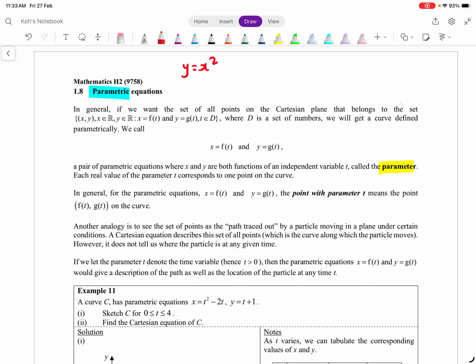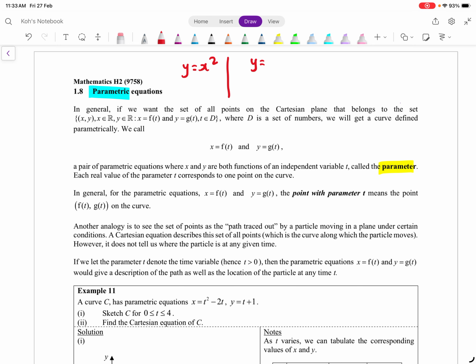Okay, let's go through the parametric equation. So of course, the very first thing that we must know is that the normal type of equation that we are seeing, for example, y equal to x squared, is known to be a Cartesian equation. So what is the meaning of parametric? A parametric equation just means I express y in terms of a third variable.